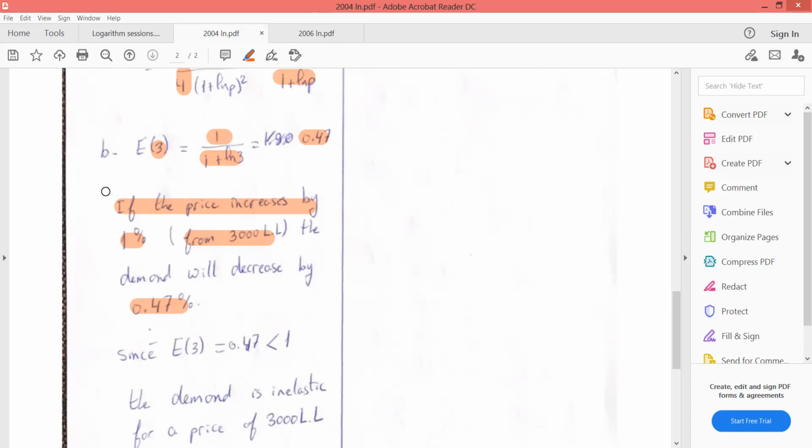Don't forget, you have to memorize this one. If the price increases, the demand will decrease. This is the economical interpretation for the elasticity.